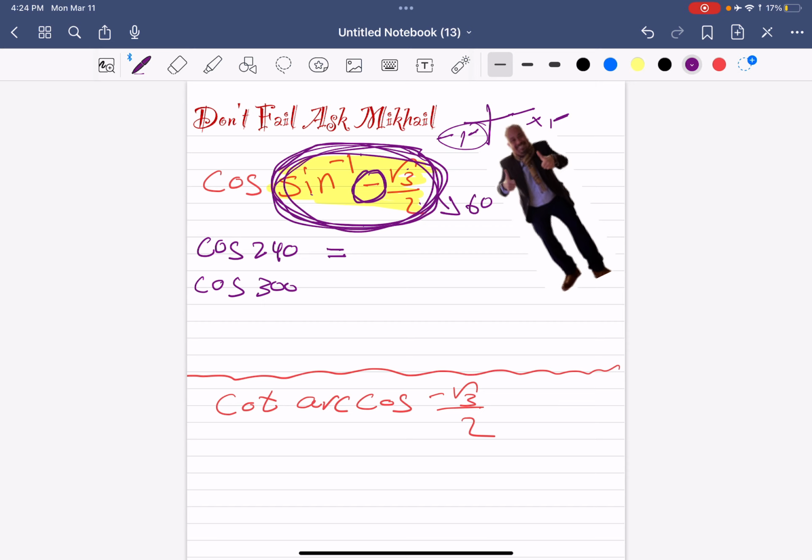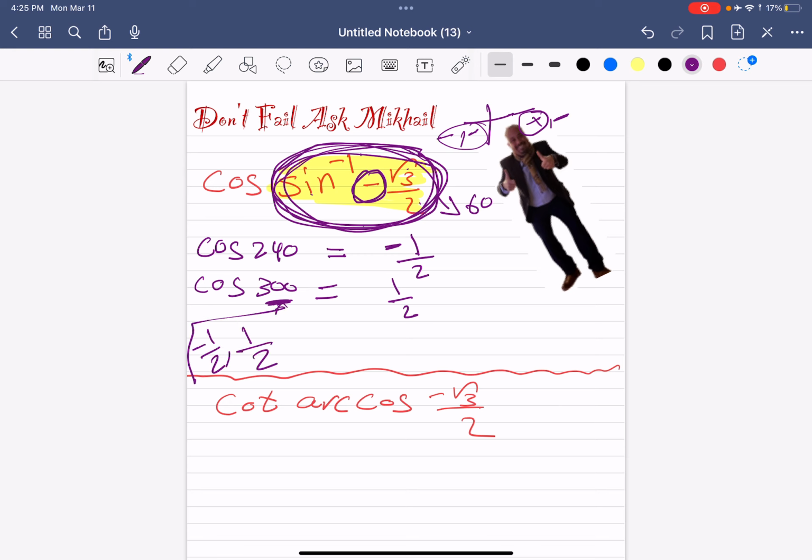Cosine 240 is the same as cosine 60. It's 1/2. And because it's 240 on the third quadrant, so it's what? Negative. Excellent. And cosine 300 also equals 1/2. Because it's the fourth quadrant, on the fourth quadrant, the cosine is positive. So the answer is either -1/2 or what?